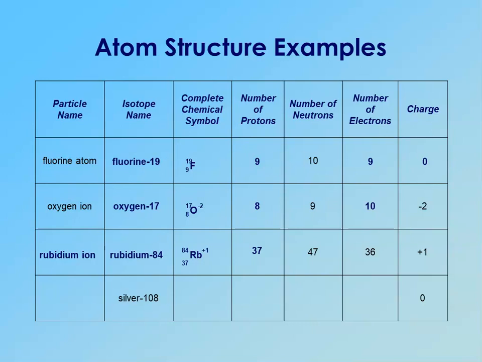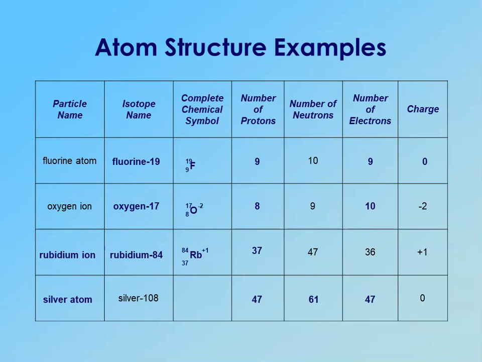Silver-108, looking at my periodic table, tells me that this is an atom because it's neutral, so a silver atom. If I look at my periodic table, you will see that it has 47 protons. The mass number is the protons plus the neutrons, so I can use that to help me find neutrons. But because it's an atom, I know it's neutral, so it also has 47 electrons. Whichever way you want to do it, you could have found the neutrons first. I need to take the difference between 108 and 47 to get my neutrons, 61.